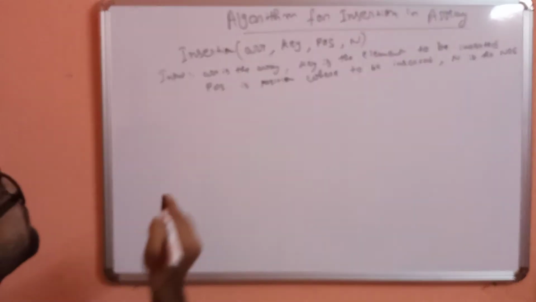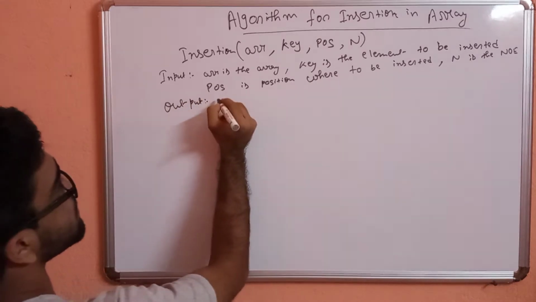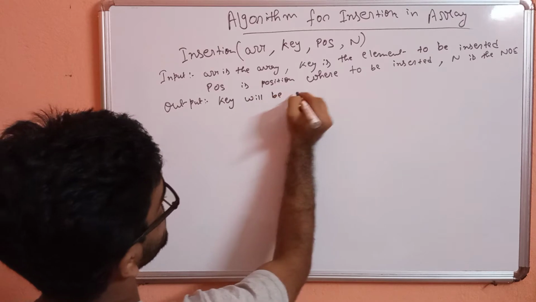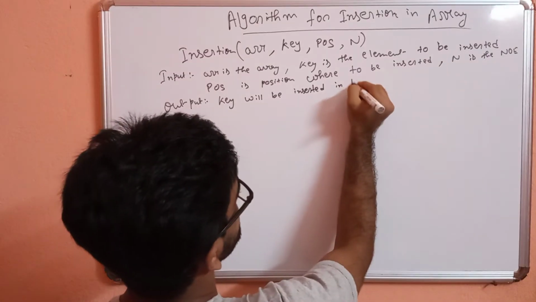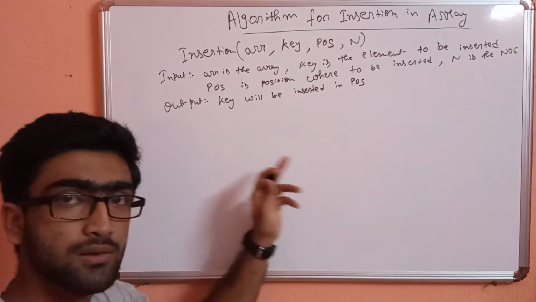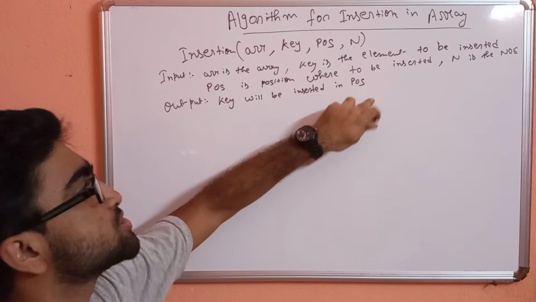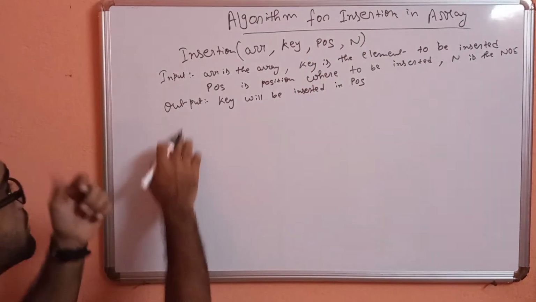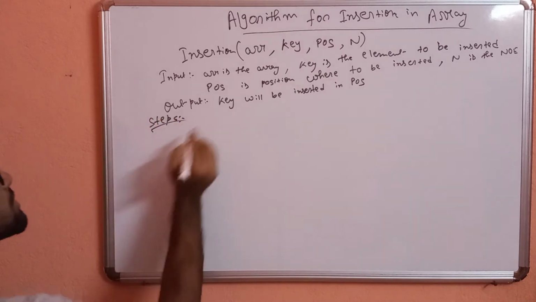Now output. What will be the output of this algorithm? Key will be inserted in POS, right? What do we want from this algorithm? Key to be inserted in the POS, the position passed in the function call. Okay, now let's write the steps of this algorithm. I hope you can write the code.